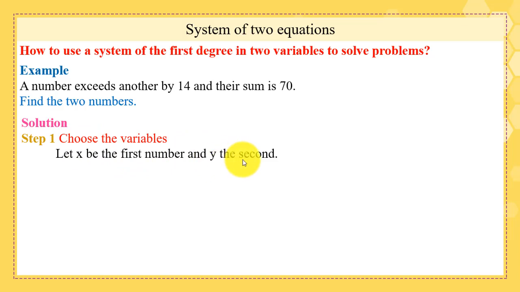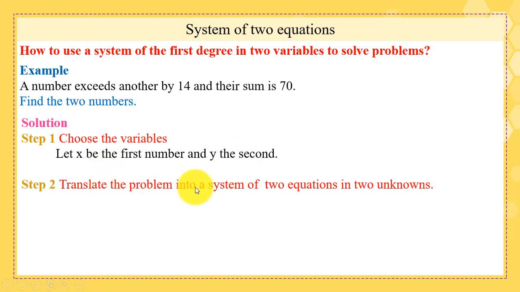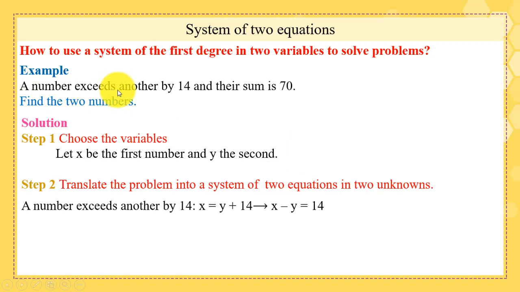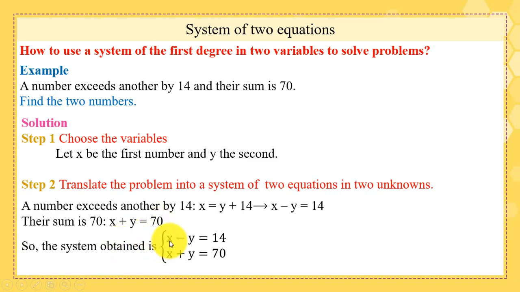Step 2 is to translate the problem into a system of two equations in two unknowns. We use the following statements. A number exceeds another by 14, so x is equal to y plus 14, and so x minus y equal to 14. The other statement is the sum is equal to 70. x plus y equal to 70. We obtain the following system. x minus y equal to 14. x plus y equal to 70.